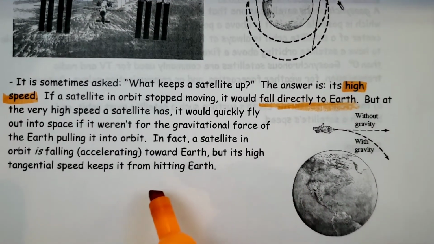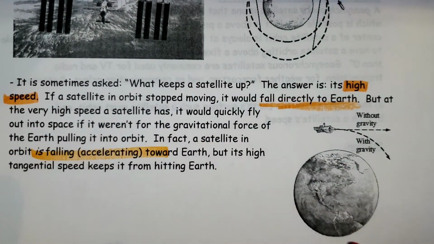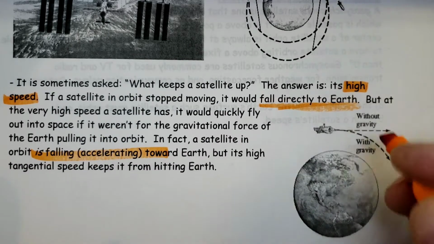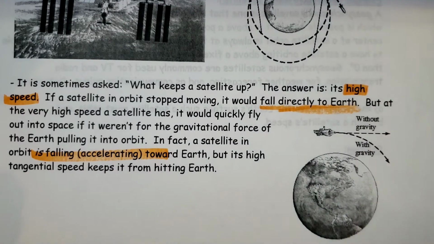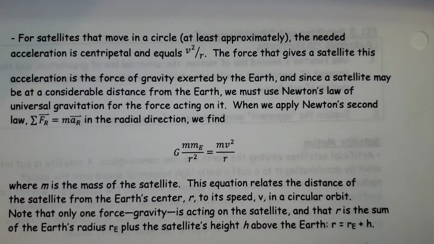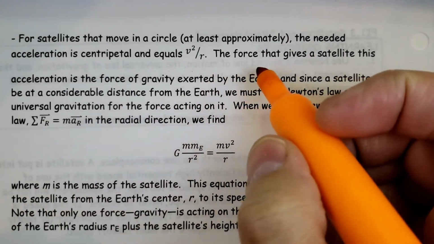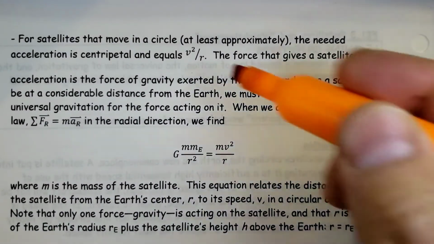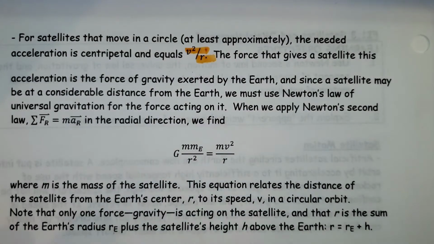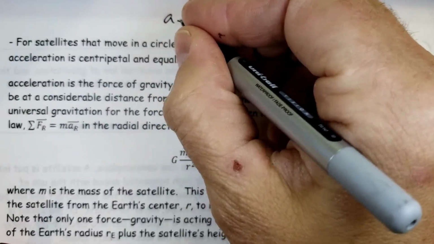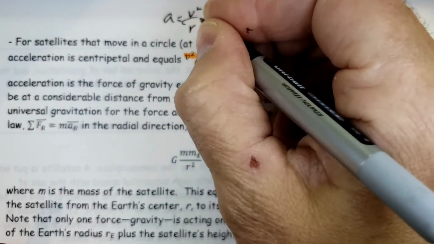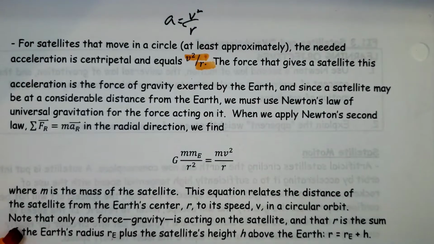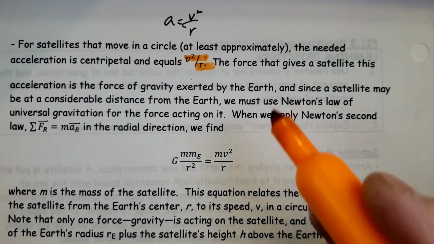In fact, a satellite in orbit is constantly experiencing the acceleration due to gravity, but its high speed keeps it in a specific path. For satellites that move in a circle or at least approximate a circle, the needed acceleration is v squared over r. If you recall from our centripetal motion relationships, a equals v squared over r. The force that gives a satellite this acceleration is the force of gravity exerted by the Earth.